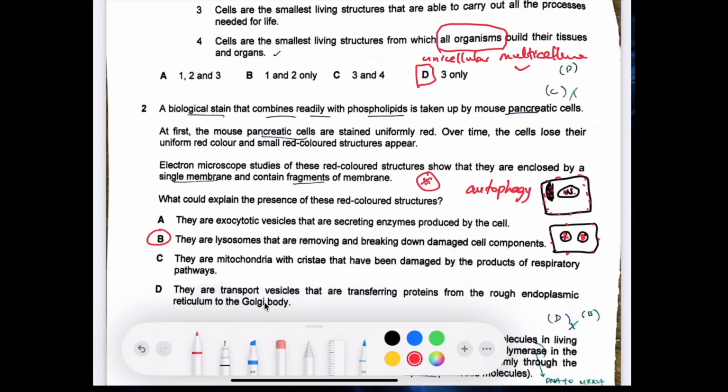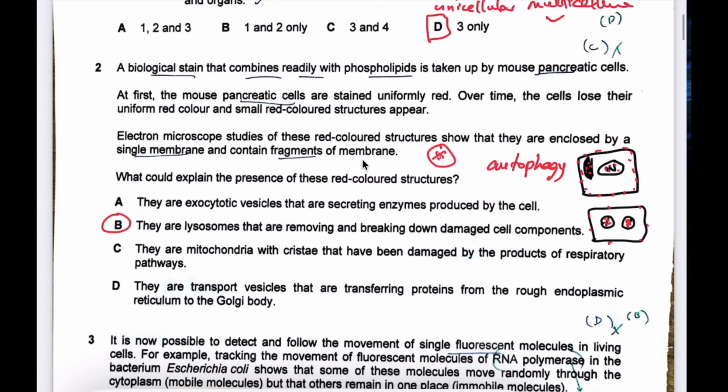But why is D wrong? D is wrong because this is proteins, right? RER synthesized proteins. The stain binds to lipid. So why should it go to the proteins? They are exocytic vesicles secreting. Okay, A and D, you're saying the same thing. But I thought A would be a later stage.